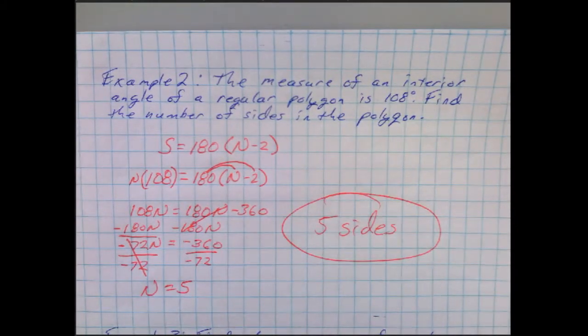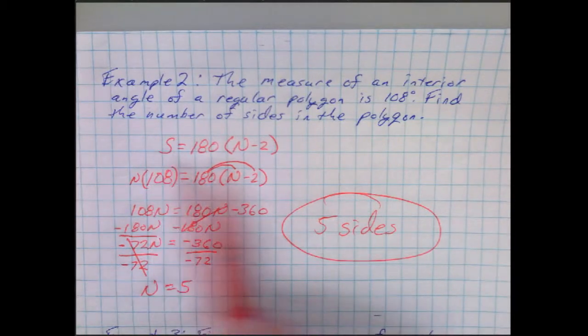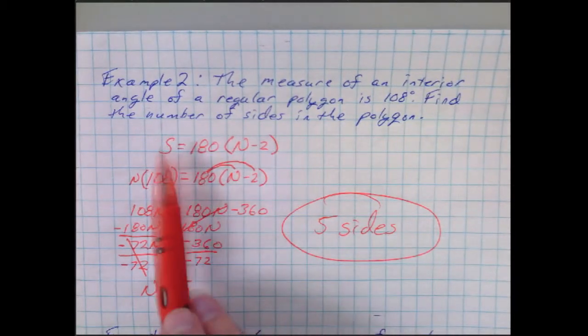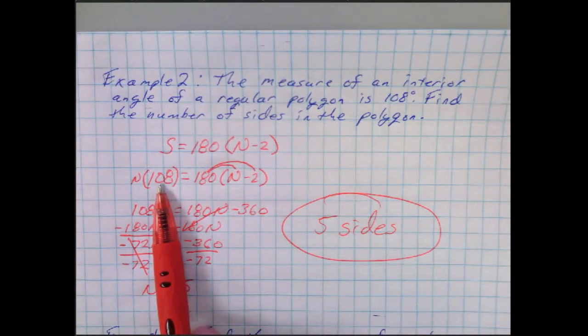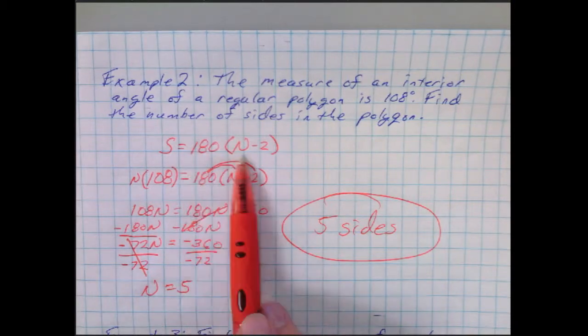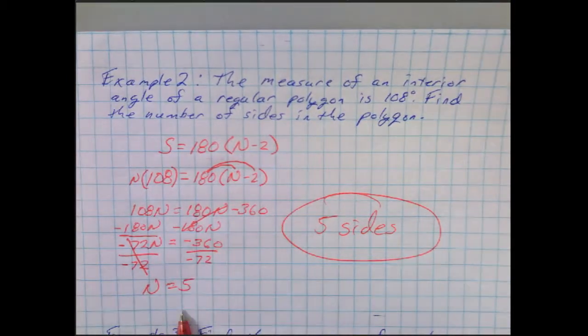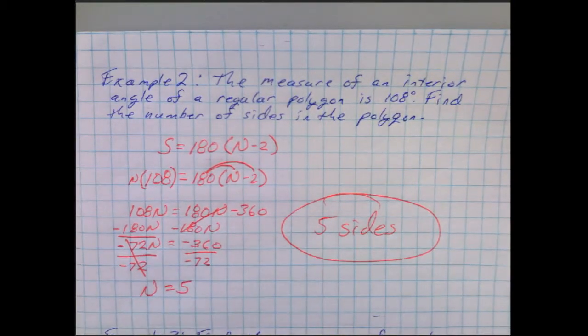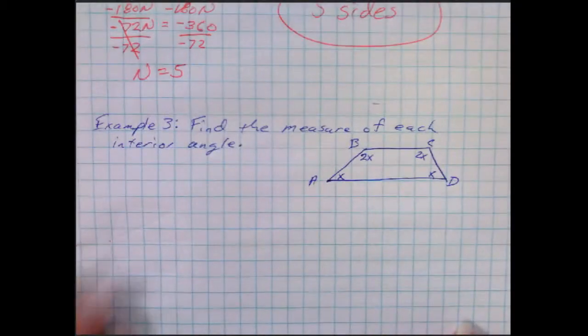Okay? So again, we took this interior sum theorem. For the sides, we had to take how much each one of our angles was worth times the number of them that we have, which was n, equals the 180n minus 2, and then we just solved that out and got 5. Alright, let's go on to another one.